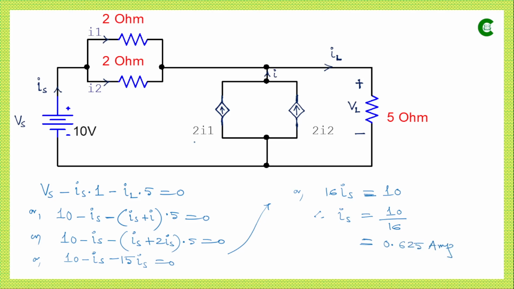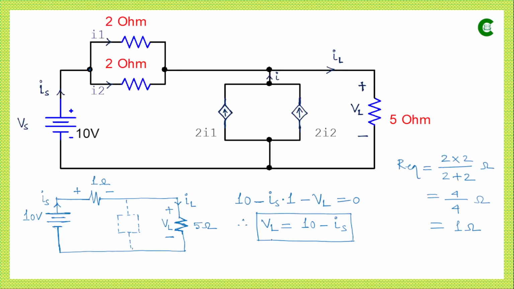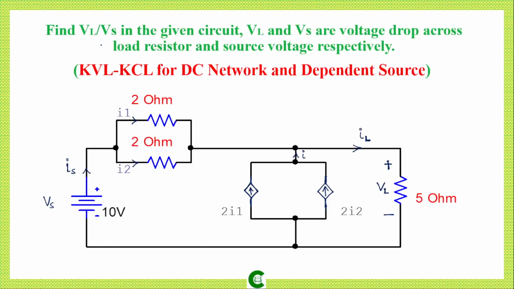So now we have obtained the value of the source current, which is 0.625 ampere, and if you remember, we already developed a relationship between the load voltage and the source current. If we now put the value of Is in this equation, we will get the value of VL, and what we needed to find was the ratio of VL and Vs. So VL is equal to 10 minus Is. So this value will be 9.375 volt.